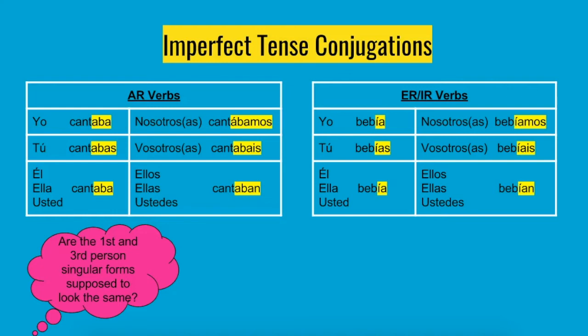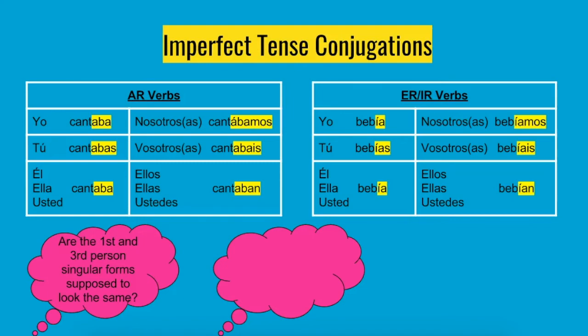Now, since these are identical forms, it's very important that you include a subject if it's not already known who it is that you're talking about. Otherwise, someone doesn't know whether I'm talking about myself, my sister, my mom, my grandfather. You have to clarify when you're using the imperfect tense. Any other questions?